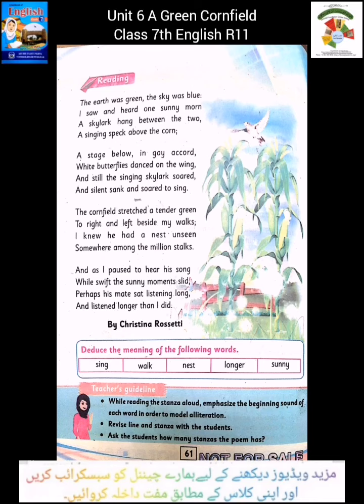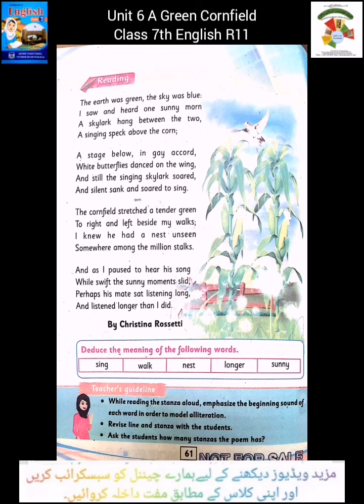So the third stanza is: the cornfield stretched a tender green to right and left beside my walks. I knew he had a nest unseen somewhere among the million stalks.